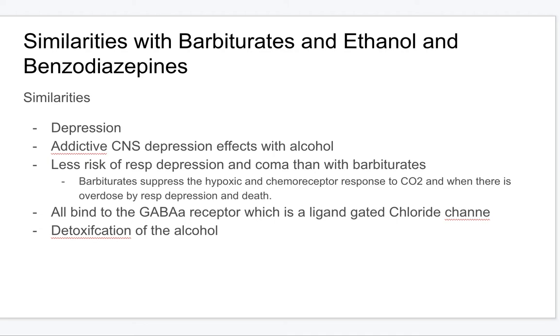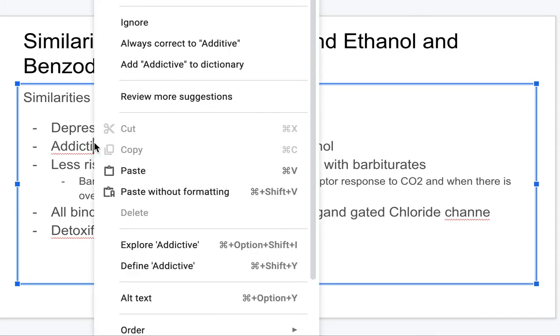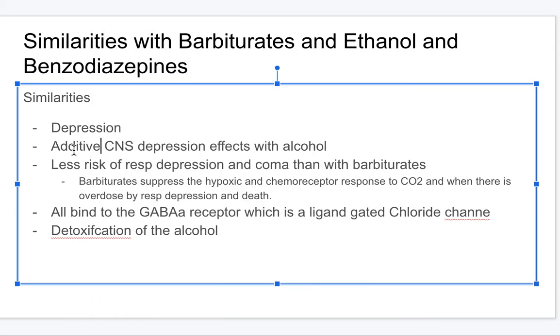The last thing I want to talk to you guys about, before I go to my mnemonic, which is hopefully the best part of this video, is the barbiturates and ethanol and benzodiazepines. They're very, very similar. Why? Benzodiazepines can decrease the CNS. So can alcohol. So can barbiturates. And they're addictive. People find it really hard to quit, because alcohol is very addictive, the same way that barbiturates and benzodiazepines are also very addictive.